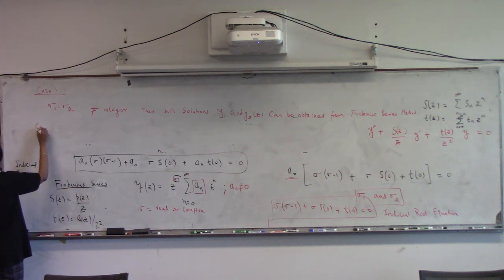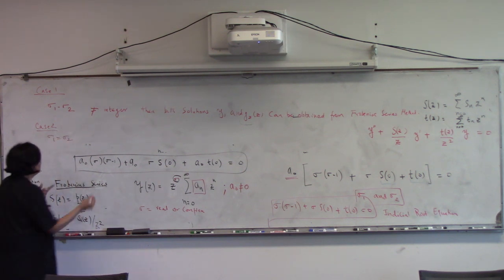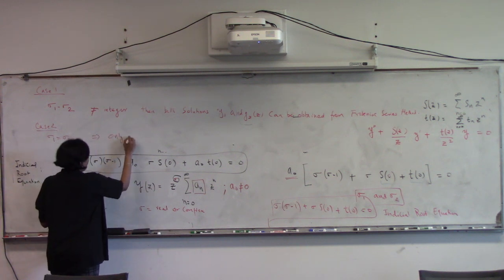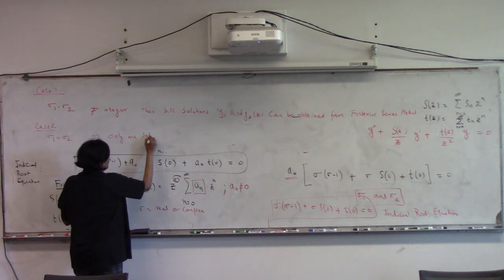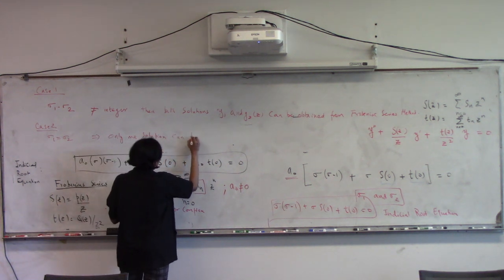Case 2 is, of course, sigma 1 equal to sigma 2. If you get an identical root, that's obvious, only one solution can be obtained.